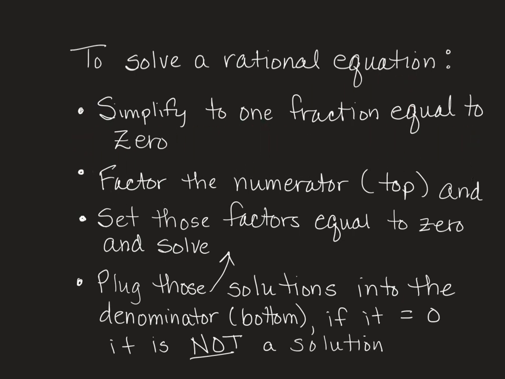If there's multiple fractions, combine them and make one. If there's already one fraction, which for these lessons we will have, we can just move on to the second step. That step is going to be factor the numerator, the top part of my fraction only, and then we're going to set those factors equal to 0 and solve. So you're going to only focus on the top part of my fraction at the moment.